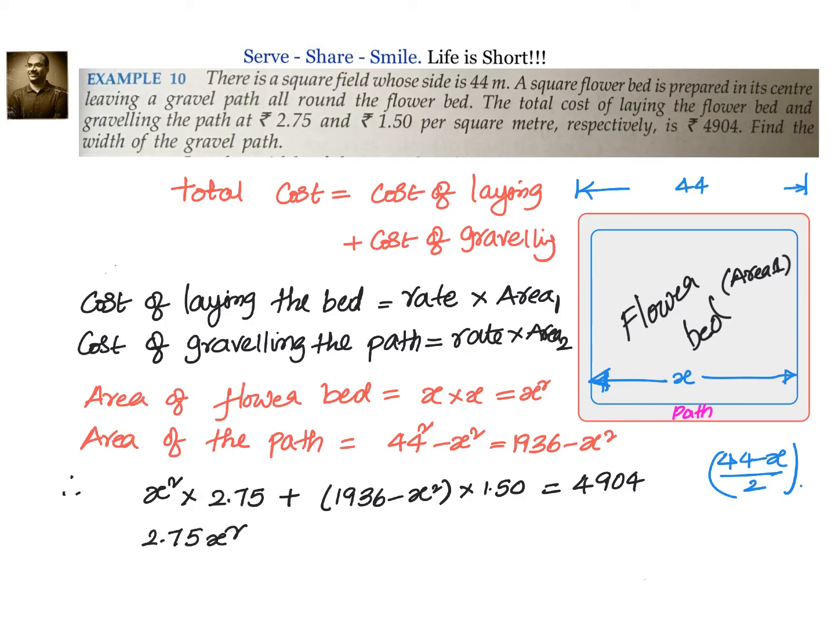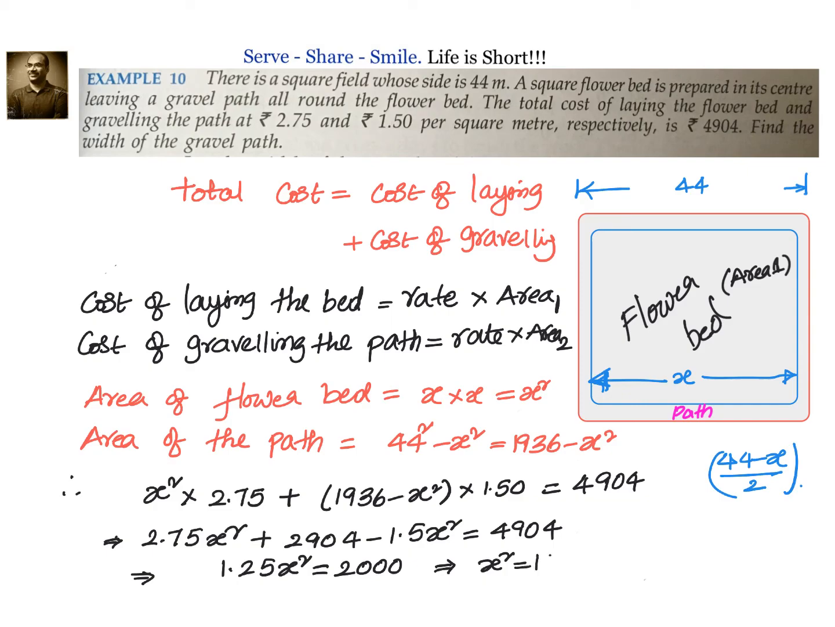We'll have 2.75 x square plus 1936 into 1.5, that is 2904, minus 1.5 x square equals to 4904. When we simplify, we will have 1.25 x square equals to 2000. Simplified further, we will get x square equals to 1600. That means x equals to 40 meters. So we got x is equals to 40 meters.